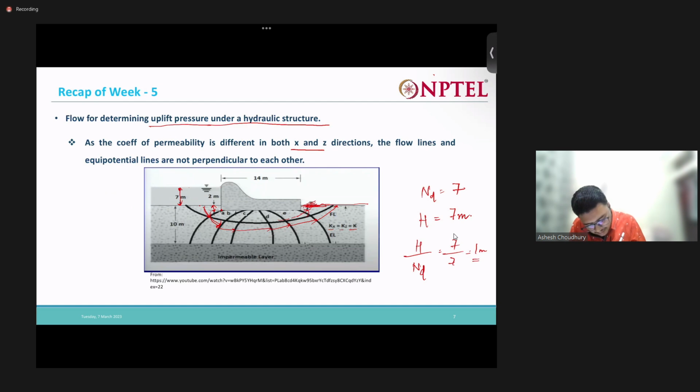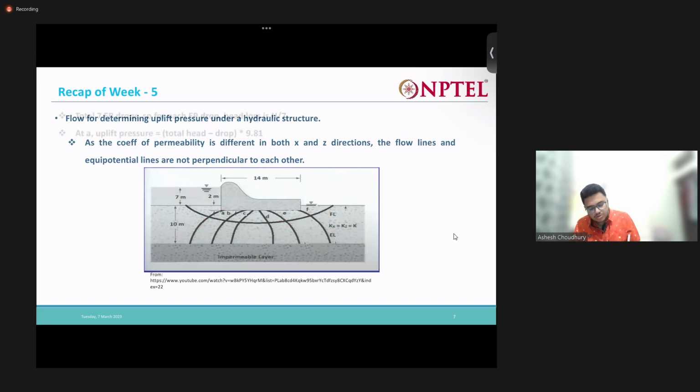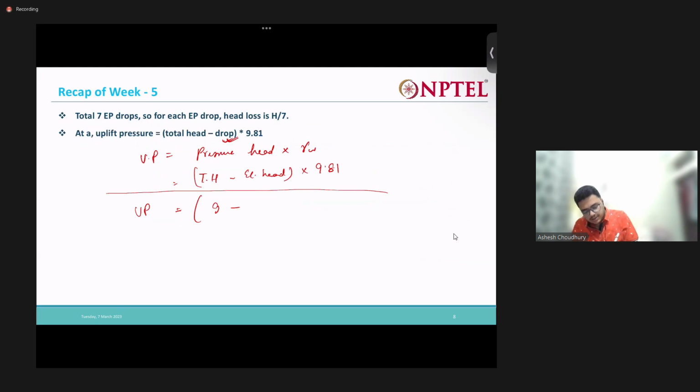So what is the number of drops? From here to here it's one drop. This point A is lying on this equipotential line, so there is one drop. So 9 minus number of drops, one drop, and the head lost in one drop is 1, into 9.81. So 8 into 9.81. So this much uplift pressure is there.